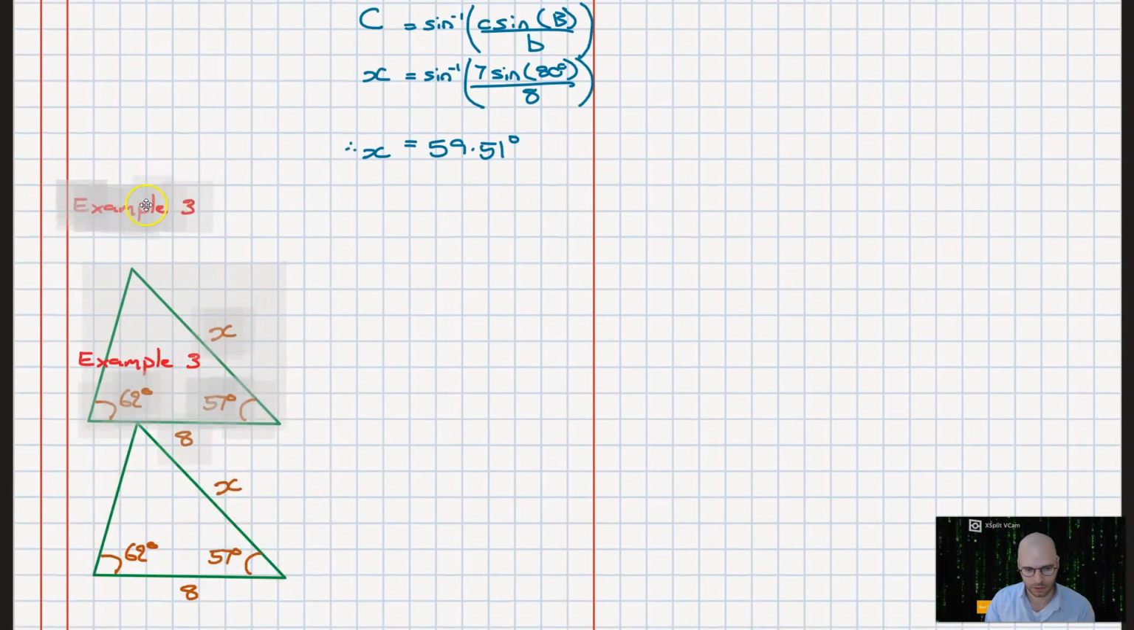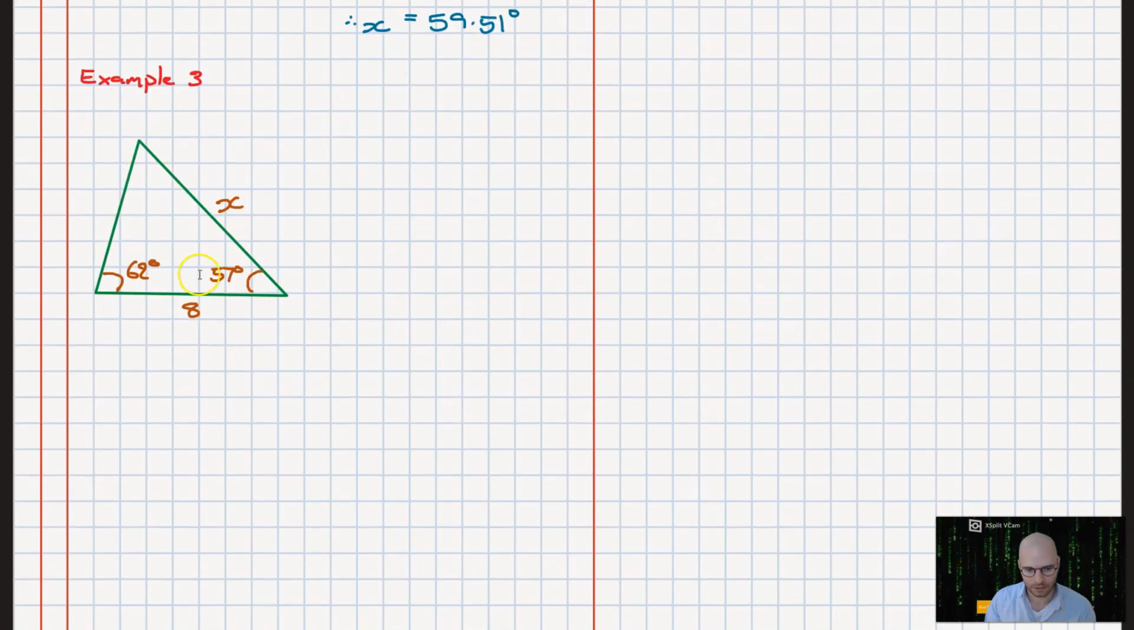Third and final. We have this triangle here. We've got an angle of 62 degrees and a complementary unknown side length of x. Then we have this angle here, 57 degrees, but there's no complementary side length. And finally, we've got this unknown angle here, but a known side length of 8. What we've got is an example where we don't have complementary side lengths and angles, but luckily for us, we've got two known angles. So what we can do is we can deduce this angle over here.